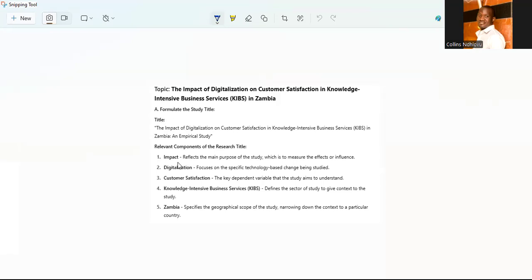So the relevant constructs, we're looking at the word impact. We're looking at digitization. We're looking at what? Customer satisfaction. We're looking at knowledge-based services. We're looking at Zambia, specifically geographical areas. So we can use that to come up with the objectives, right? So what objectives can we come up with? Number one, we can look at the relationship between digitization and customer services.